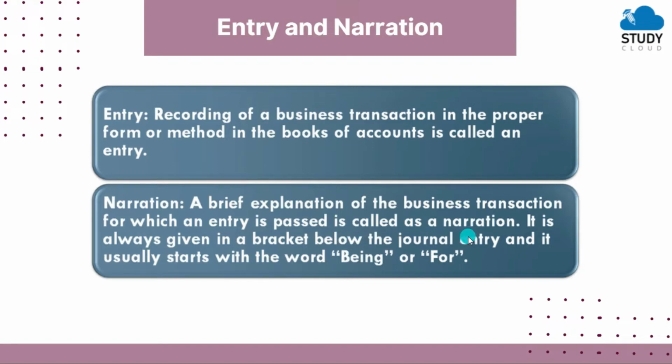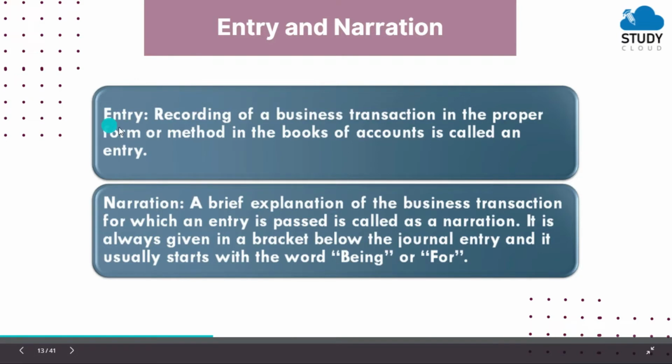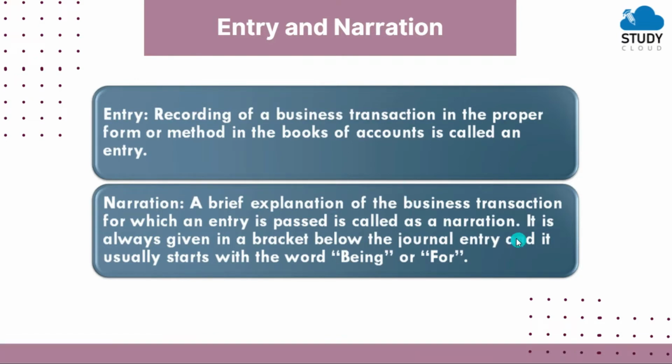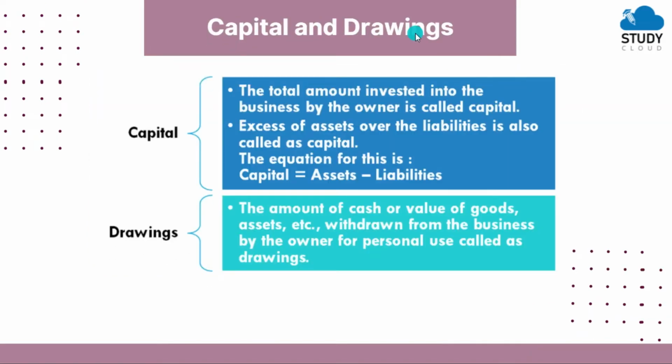So how do you write this narration? It is always given in a bracket below the journal entry, and it usually starts with the word 'being' or 'for'. Now this narration and this entry we will see in one of the chapters named journal entries from this syllabus. Then next is capital and drawings, two important concepts in accountancy.